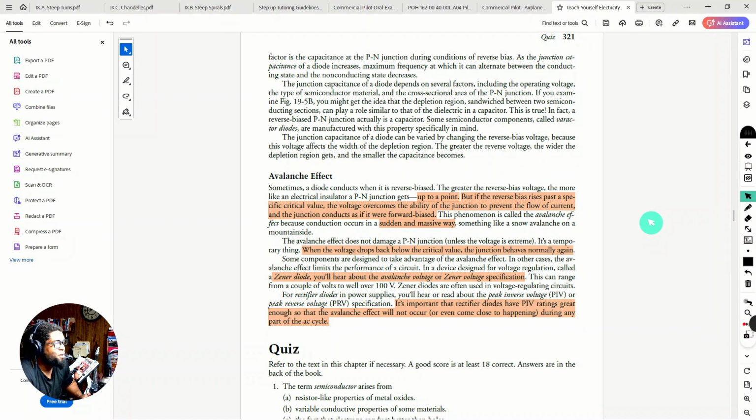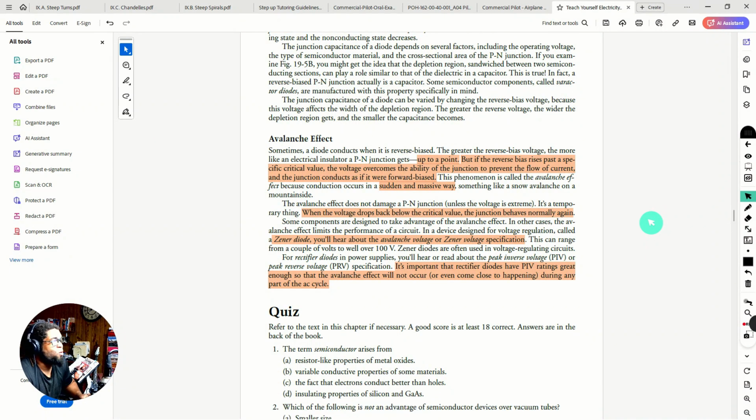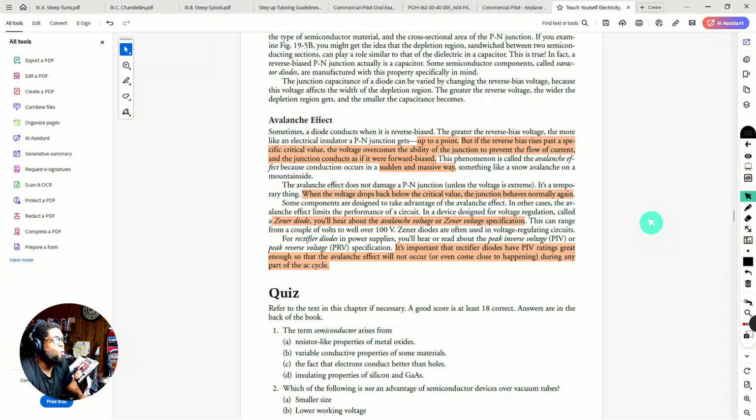For rectifier diodes and power supplies, you'll hear or read about the peak inverse voltage, or the peak reverse voltage specification. It's important that the rectifier diode has a peak inverse voltage rating great enough so that the avalanche effect will not occur during any part of the AC cycle. And this is why we didn't talk about Zener diodes or avalanching in my previous video about the construction of our power supply, because that's not what we want. We want the current to flow in just one direction.